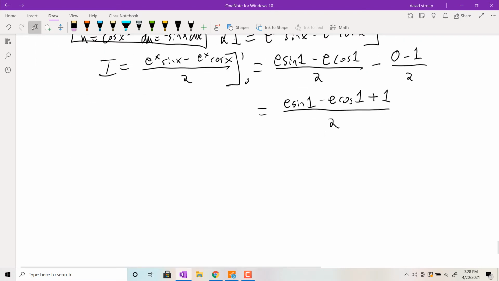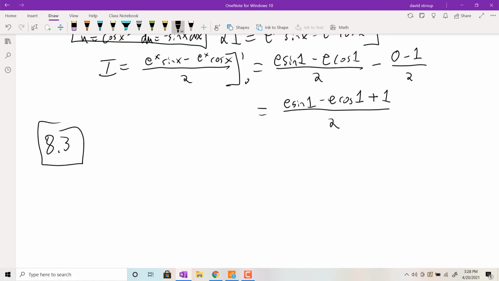Okay, so enough of that. Let's go on to 8.3 where we have trigonometric integrals all over the place. So some formulas you may have to remember for these, the reduction formulas. So cosine squared theta is equal to 1 plus cosine 2 theta over 2.